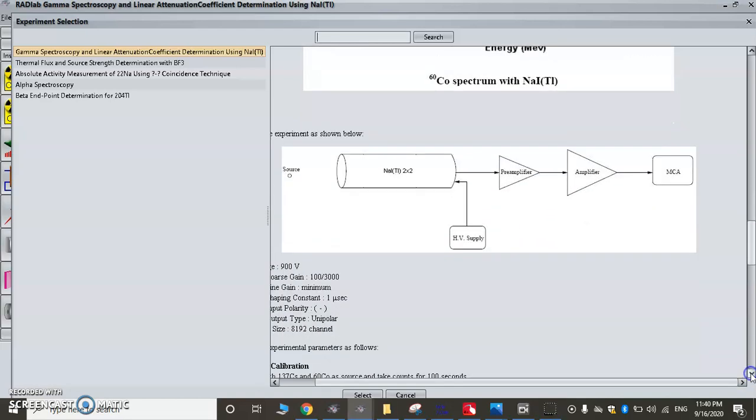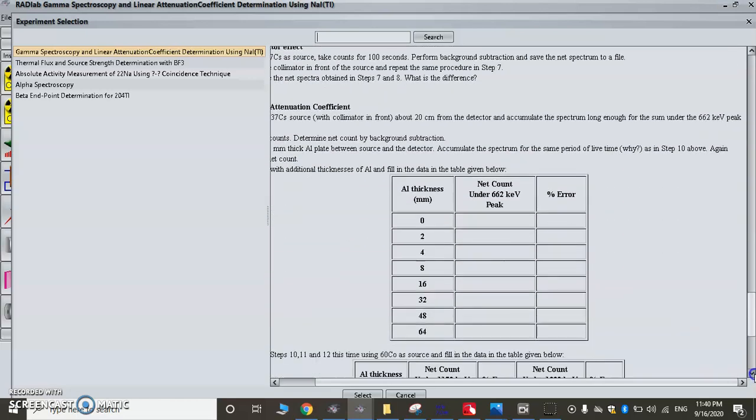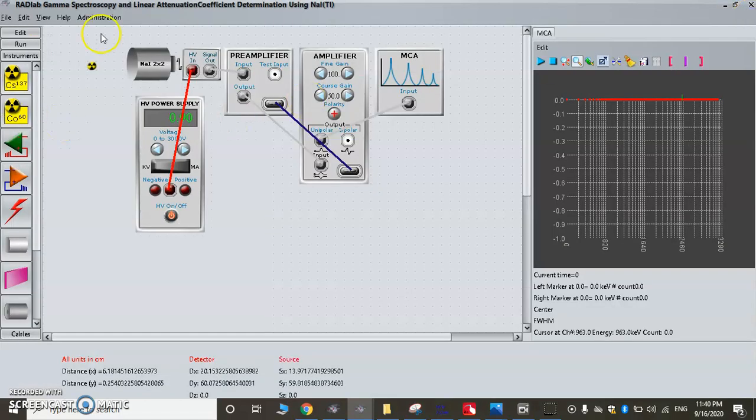Here is our experimental setup. This is our radiation source. This is our detector. This is the power amplifier, then MCA. This is our power supply. So now move on to our experiment. I arranged the setup. Here is our cesium source. This is our detector. This is the preamplifier, amplifier, MCA, and power supply.